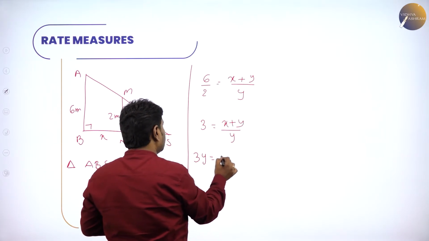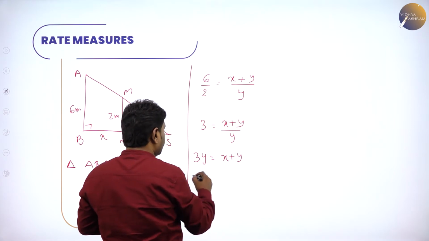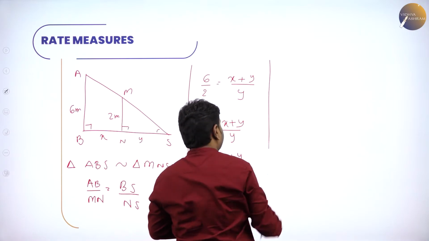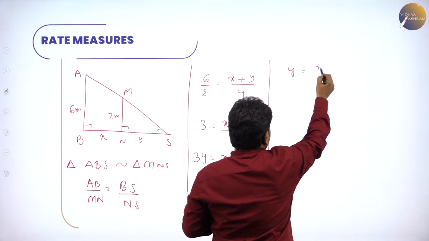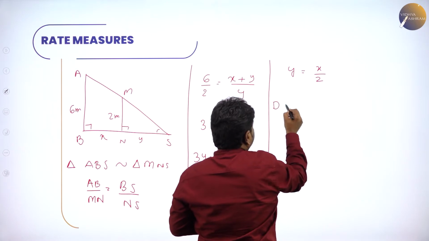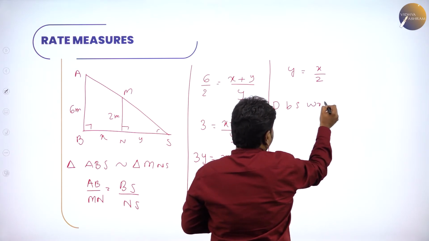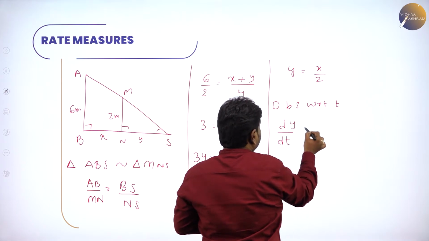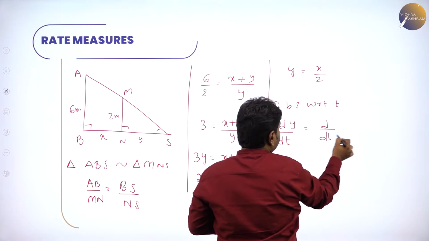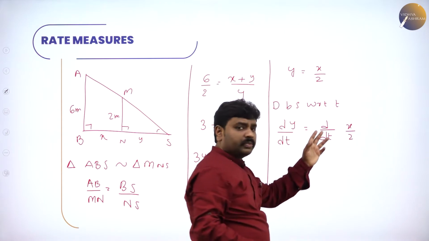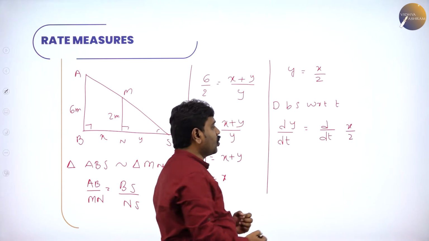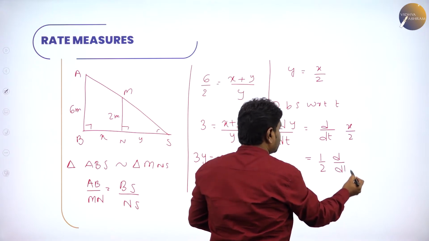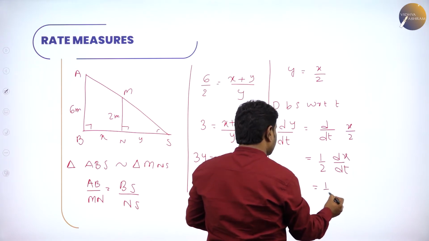So 3Y is equal to X plus Y, or bring Y to this side. So 2Y is equal to X, and we need Y. So Y is equal to X by 2. Now differentiate both sides with respect to what? T. Then the LHS becomes d by dt of y, the RHS becomes d by dt of x by 2. You all know 1 by 2 is constant, take 1 by 2 out. We are left with d by dt of x, so that is 1 by 2 into dx by dt.